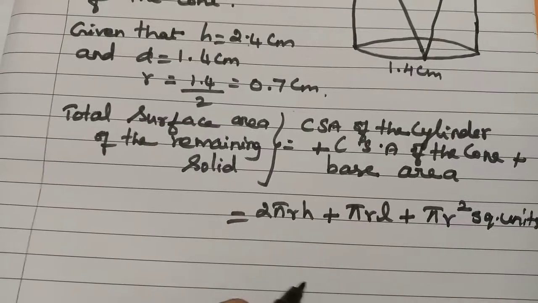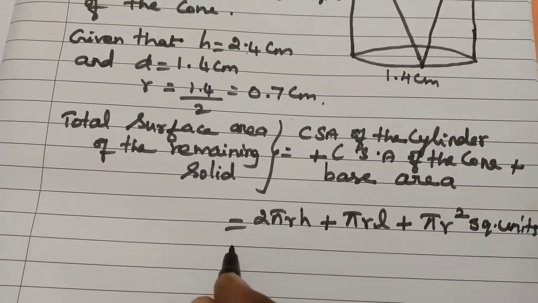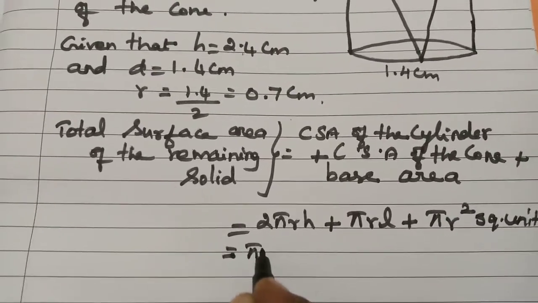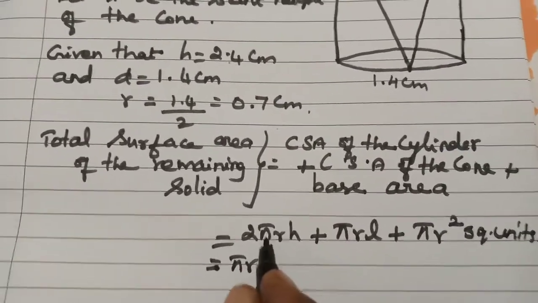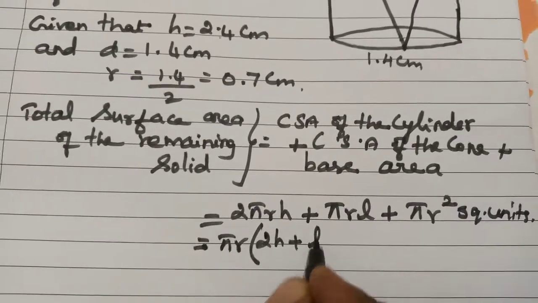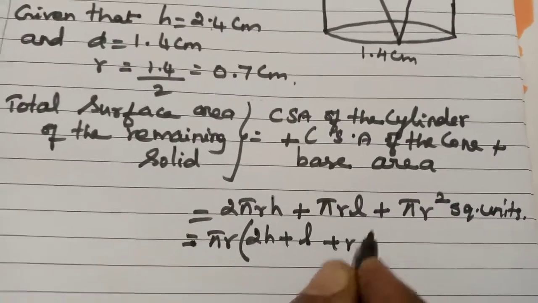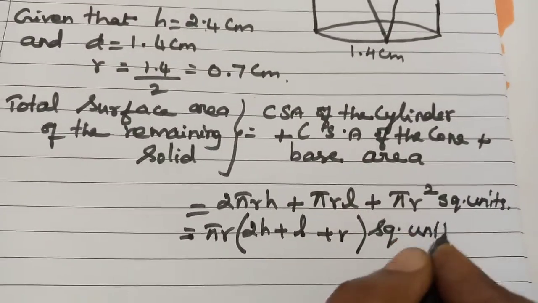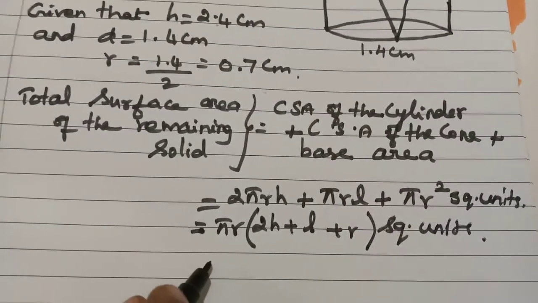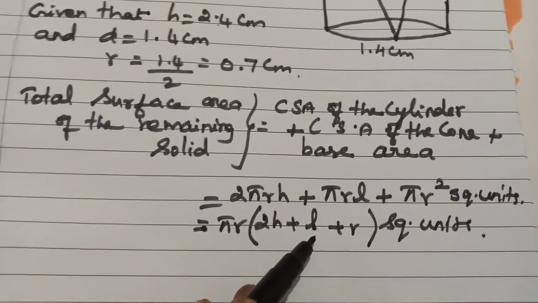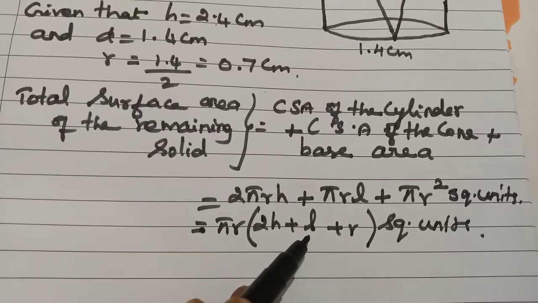Now here the common value we can take out. Which is the common here? Pi r is the common. So pi r into the remaining, we have 2h plus L plus R square units, which is equal to... here the L value we don't know, R and H we know, is it? So L can be found using the formula.